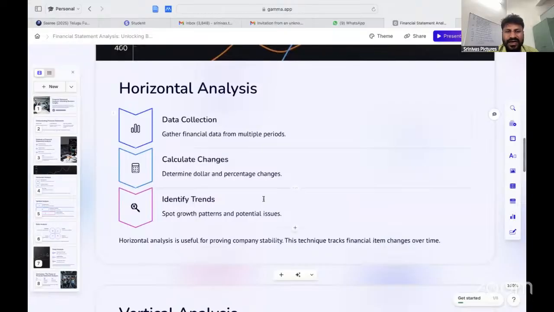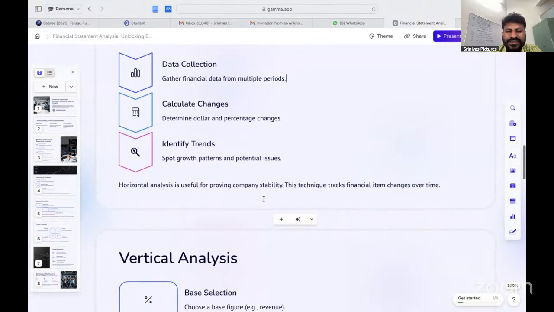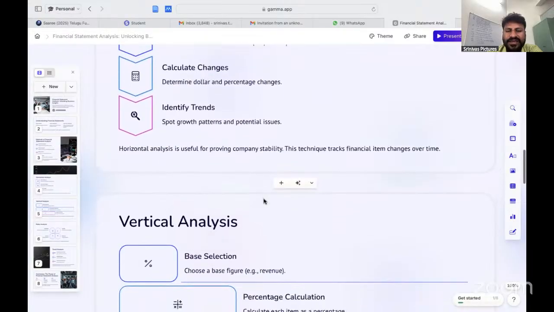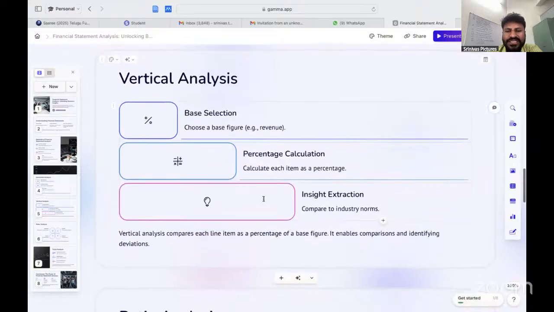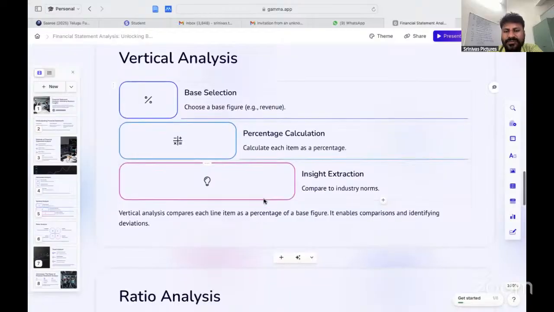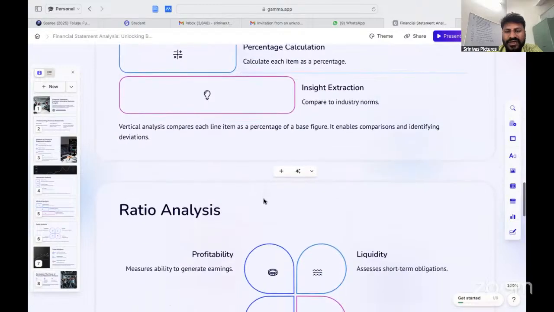For horizontal analysis, we require data collection, gathering financial data for multiple periods, and then we calculate the changes and identify the trends. Vertical analysis involves base selection: choose the base figure, for example revenue or fixed assets or some other component, calculate the percentages, and draw insights by comparing with the industry.